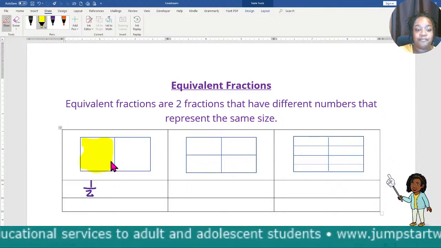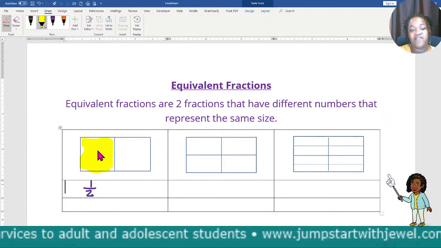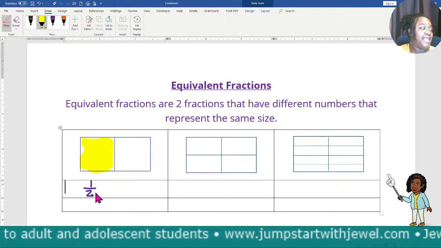Okay. So here we have a rectangle. We've shaded in 1/2 of it, and this fraction is 1/2.